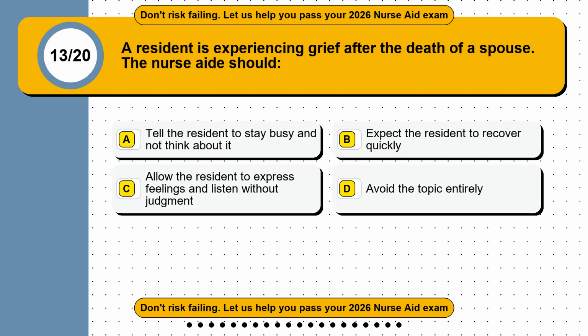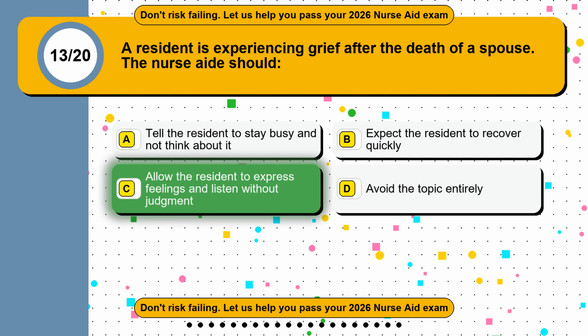Question 13. A resident is experiencing grief after the death of a spouse. The nurse aide should: Option A, tell the resident to stay busy and not think about it. Option B, expect the resident to recover quickly. Option C, allow the resident to express feelings and listen without judgment. Option D, avoid the topic entirely. The correct answer is option C, allow the resident to express feelings and listen without judgment.